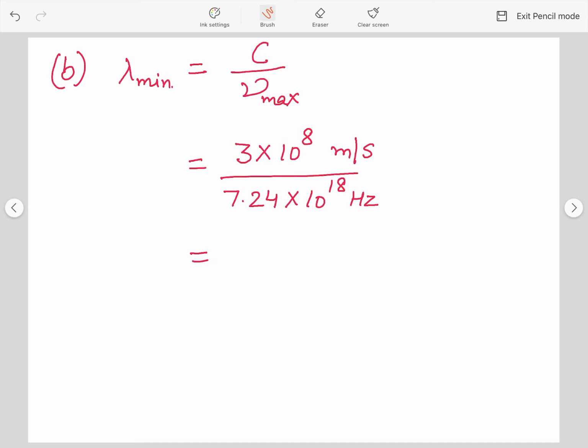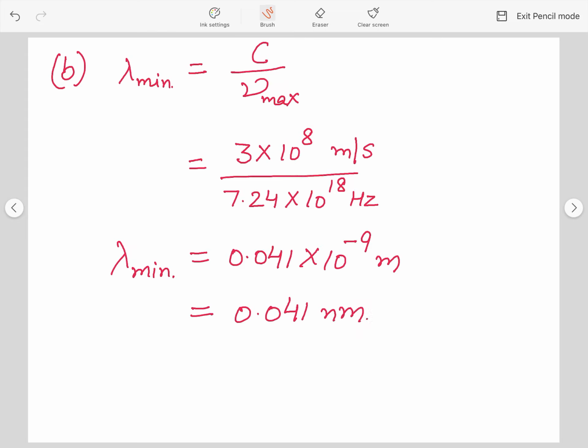So on solving we will get 0.041 into 10 raised to power minus 9 meter. This is lambda minimum. You can leave it here or you can write it as 0.041 nanometer. This is the minimum wavelength. This is part 2 solved.